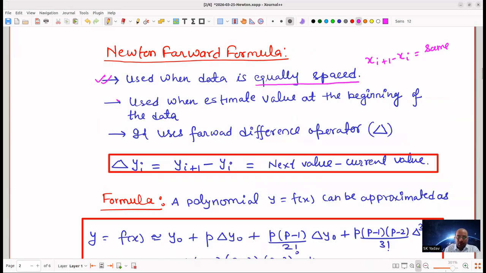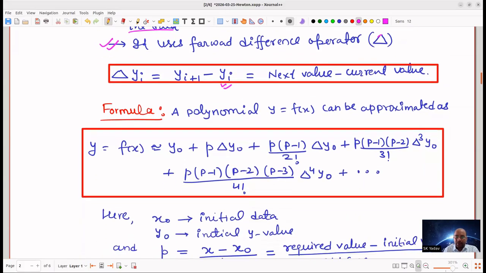And this particular formula is used to estimate the value at the beginning of the data points. This means xm should be at the beginning of the data set. Then we go for the forward formula, and it uses the forward difference operator. We generally call it delta, where delta y_i is defined as y_(i+1) minus y_i. So that means next y value minus current y value is delta y at current.